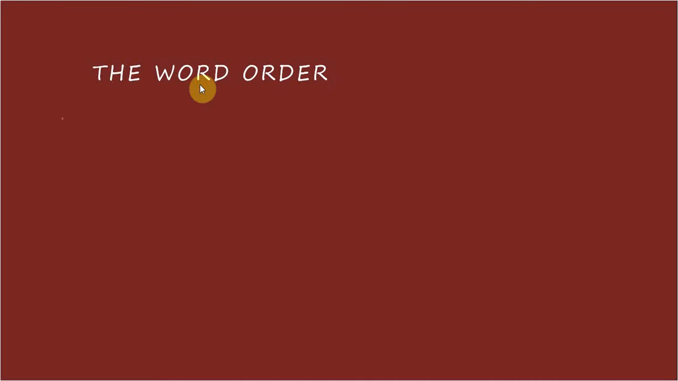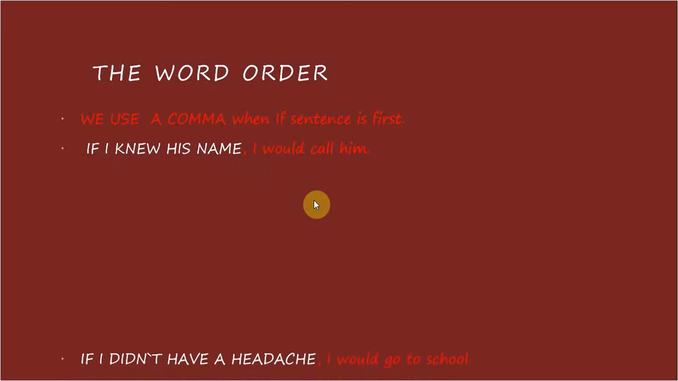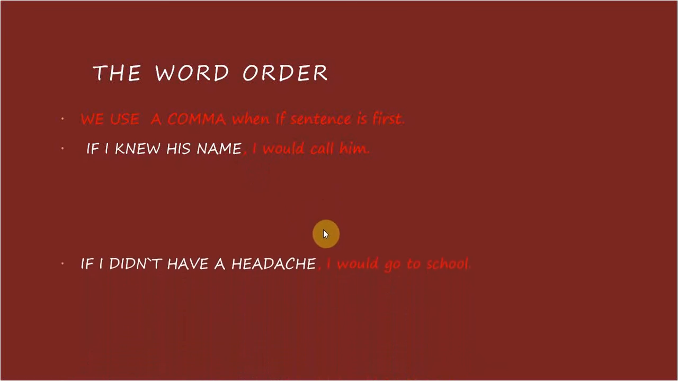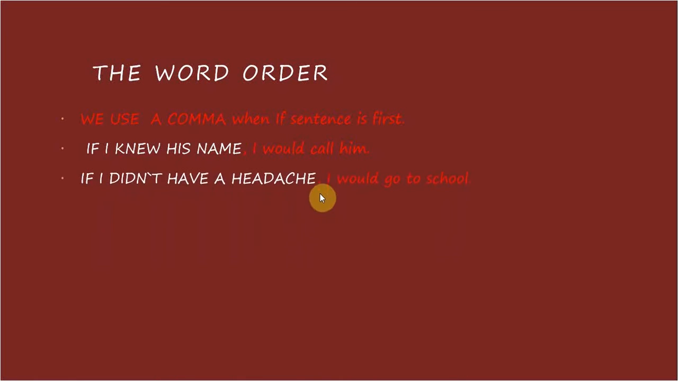The word order in second conditional sentences is like this. We have to use a comma when the if sentence is first. So if we have the sentence, if I knew his name, I would call him, we have a comma here. The same goes with if I didn't have a headache, I would go to school. Still, we have a comma here. But when we have the main sentence in the first place, we don't use a comma.